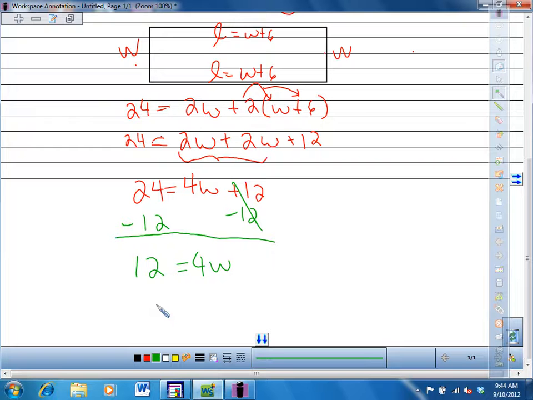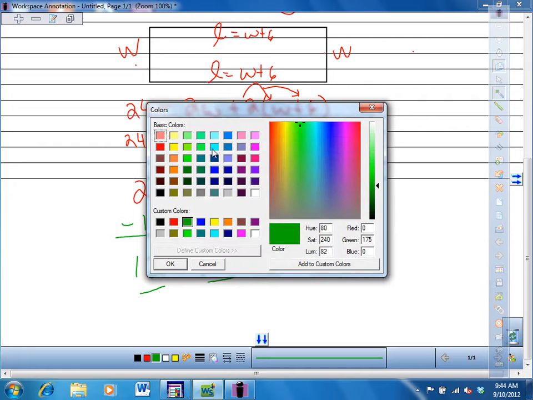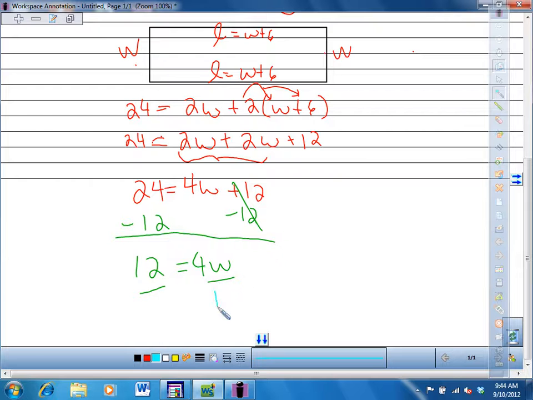Vince? I don't know if this is what you're doing, but I would do 12 divided by 4. That's what you would do. Okay? So I'm going to divide everything by 4. I need a different color, a blue here. So this goes away. And what's 12 divided by 4? W equals 3. So I found the width.